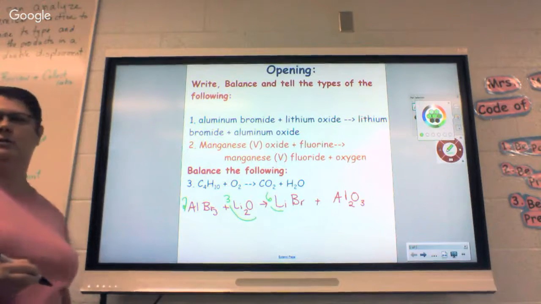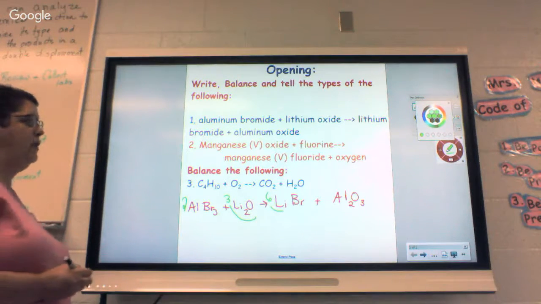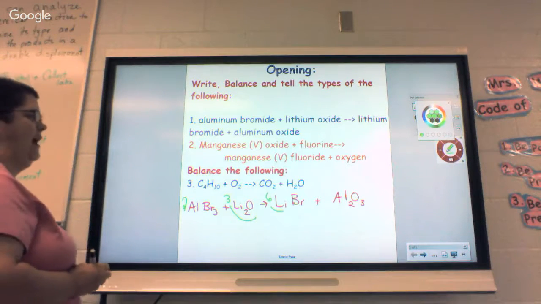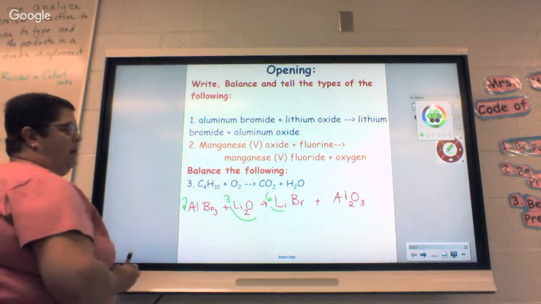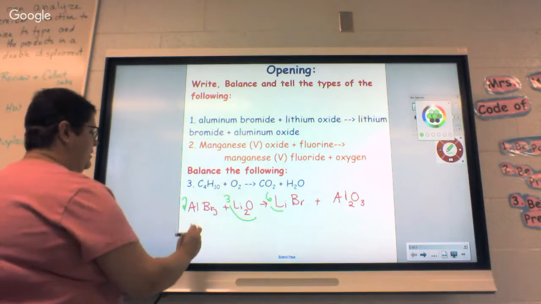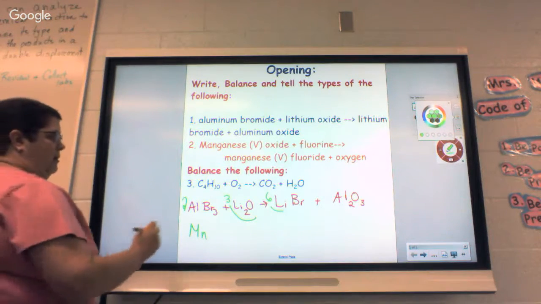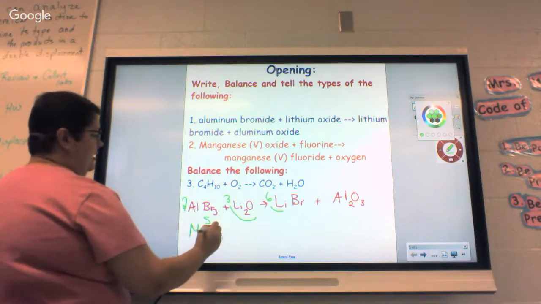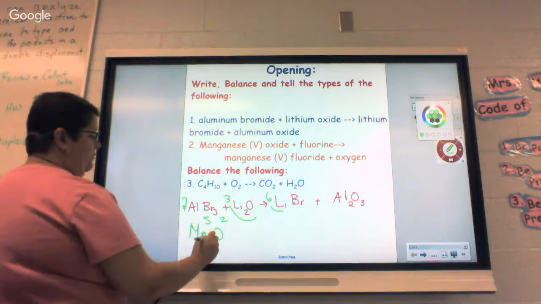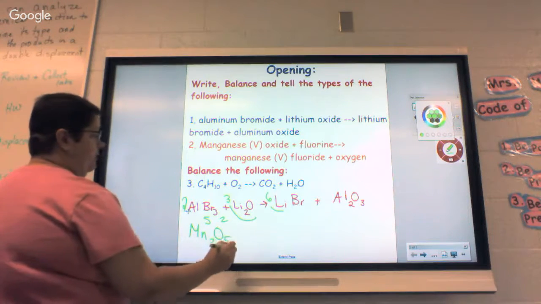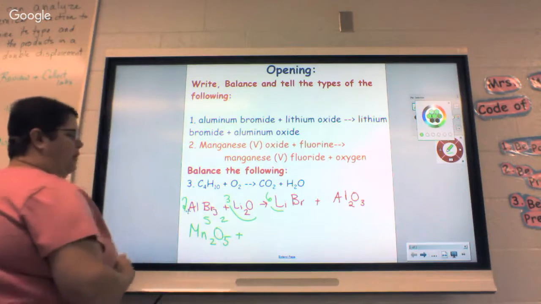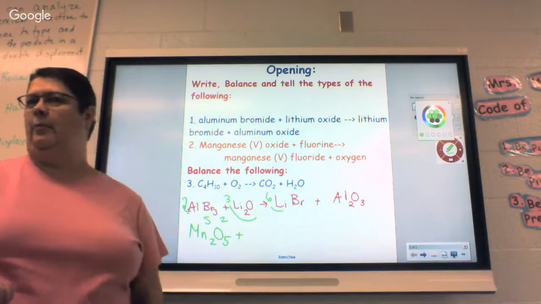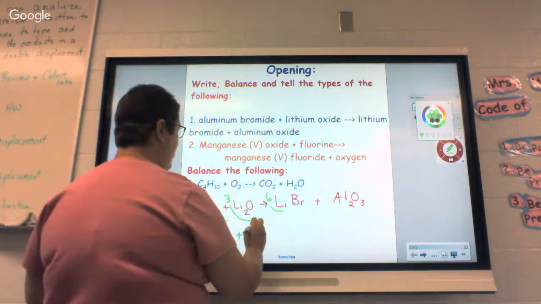Okay. Question. All right. So if we look at number 2. All right. So manganese 5 oxide. That's a compound again, right? So manganese has what oxidation number? Okay. Oxide has a 2, so 2 comes down, 5 comes down. Plus fluorine. What's fluorine this time? Is it a compound? No. It's an element. So what do we ask ourselves if it's an element?